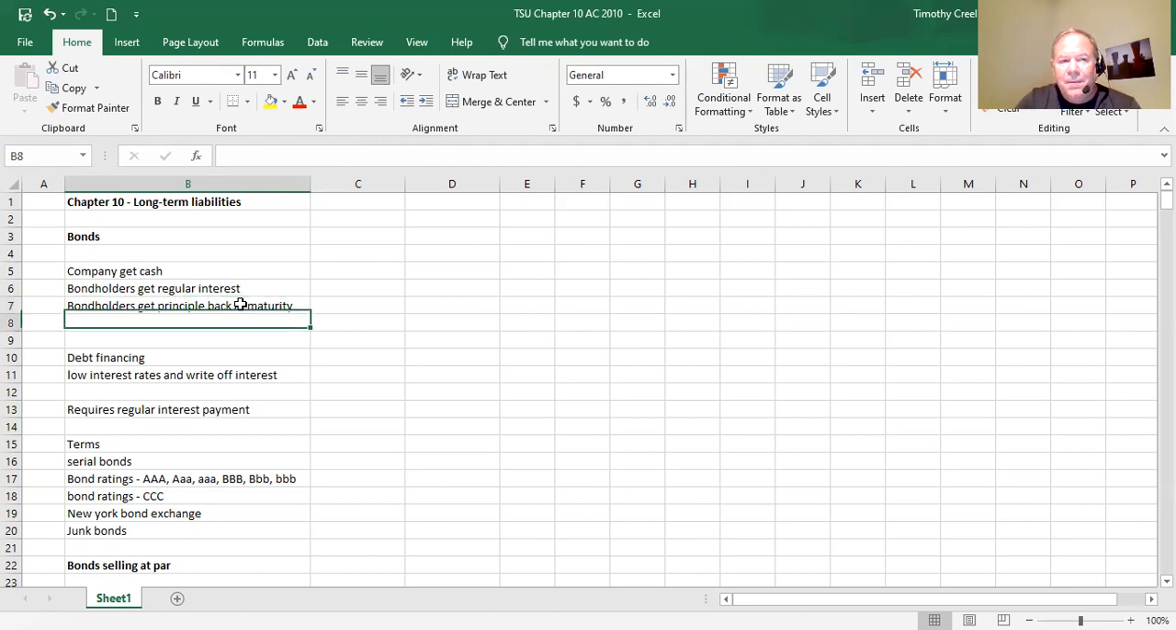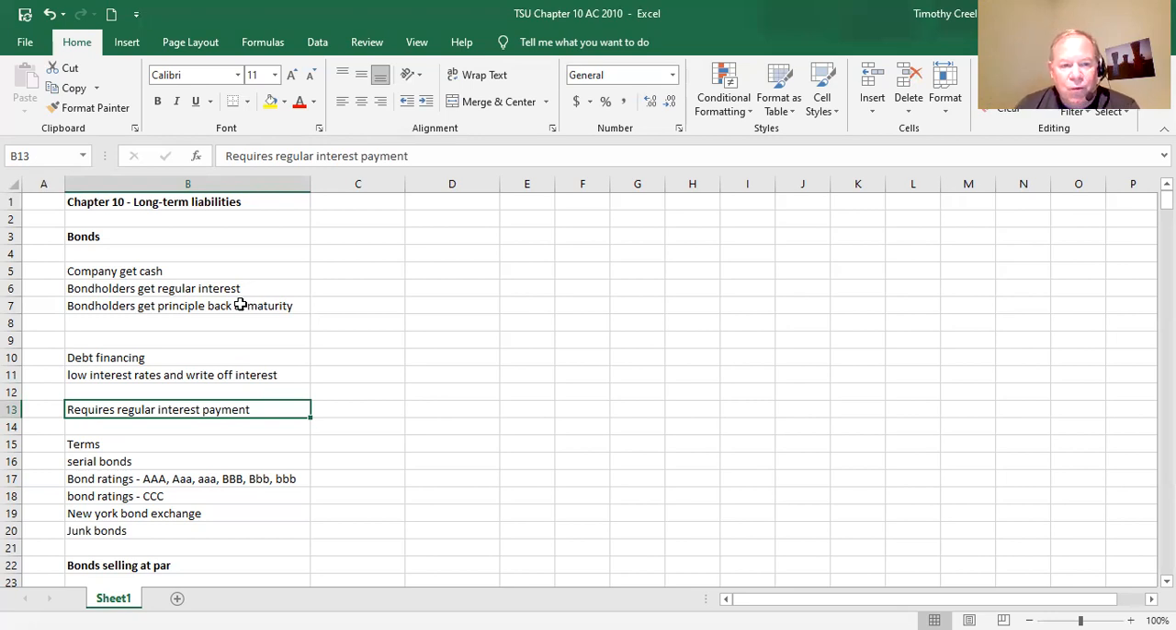Now, a couple of things here. Bonds are a form of debt financing. And probably one of the biggest advantages of them is that they offer a low rate of interest. Interest rates are low right now, so they're paying low amounts of interest, and they get to write off the interest on their taxes. That makes it even cheaper. That's a big advantage of debt financing. Debt financing is really probably the cheapest way that a company can finance growth. The exception being reinvesting their profits, which would be really the cheapest way.